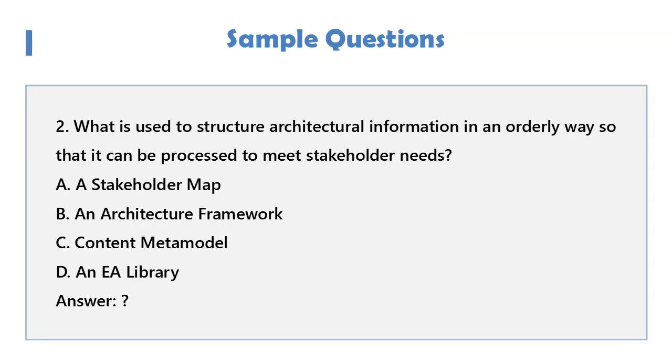2. What is used to structure architectural information in an orderly way so that it can be processed to meet stakeholder needs? A. A stakeholder map. B. An architecture framework. C. Content metamodel. D. An EA library.